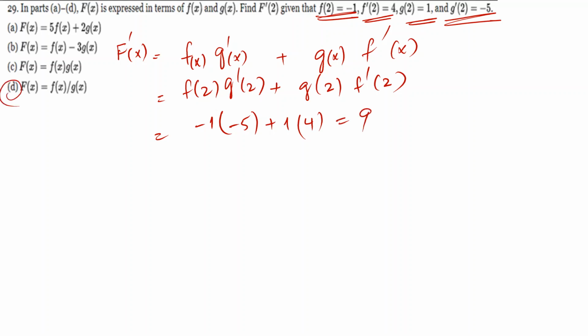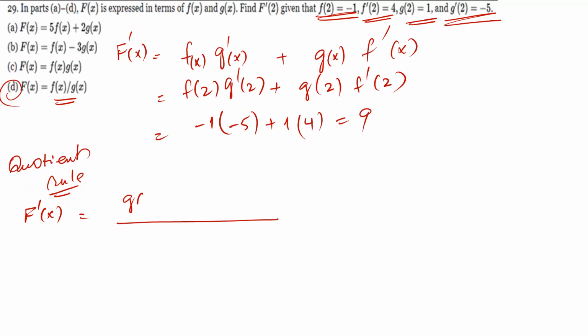Last, the D part. You can see clearly f over g, which means you have to apply our quotient rule. Now what does the quotient rule say? The quotient rule says that gf prime minus fg prime over g square. So wherever you have g and f written, you just write the x also. Now replace x by the 2.